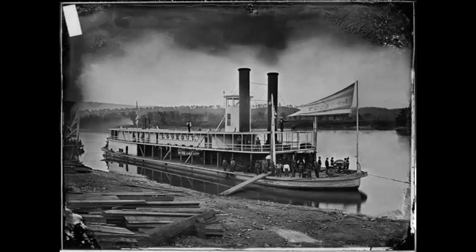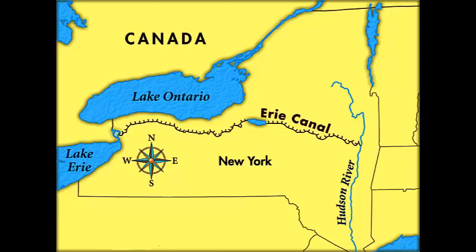Other inventions that helped speed things up. The steamboat in 1807 made goods move 3 times as fast. The Erie Canal in New York was built by not the federal government, but the state of New York.